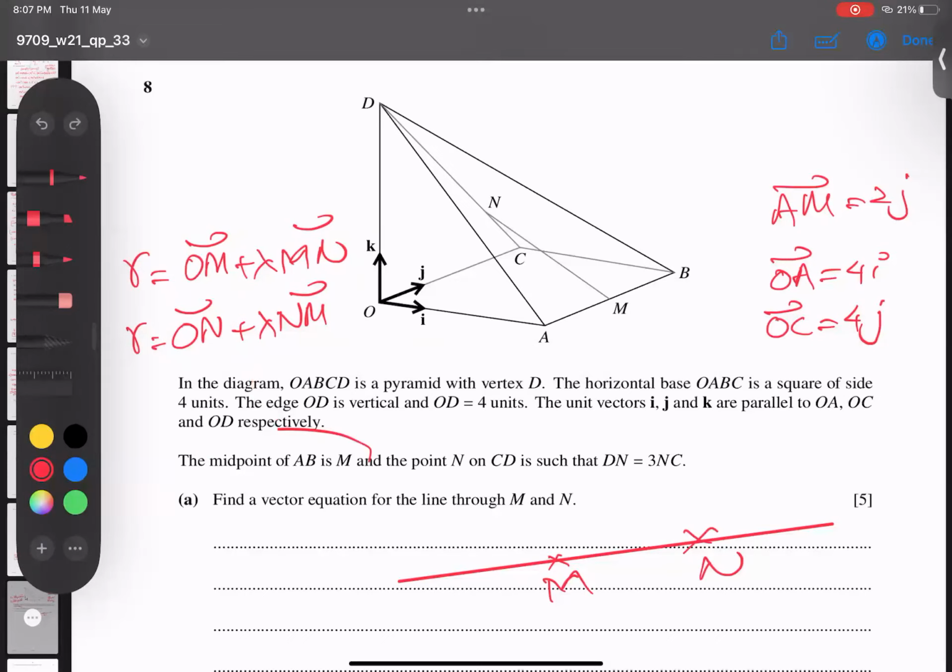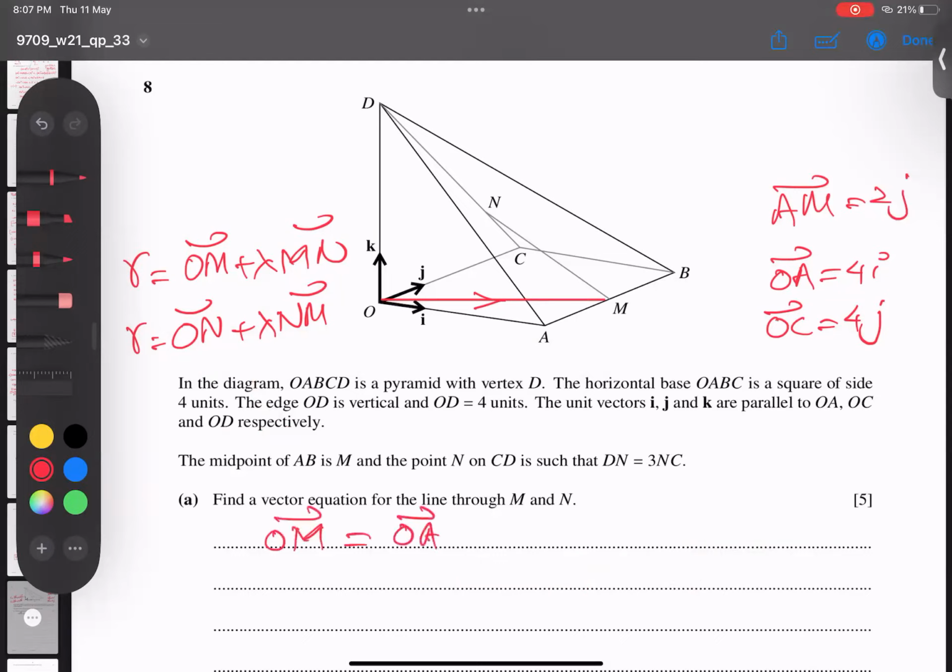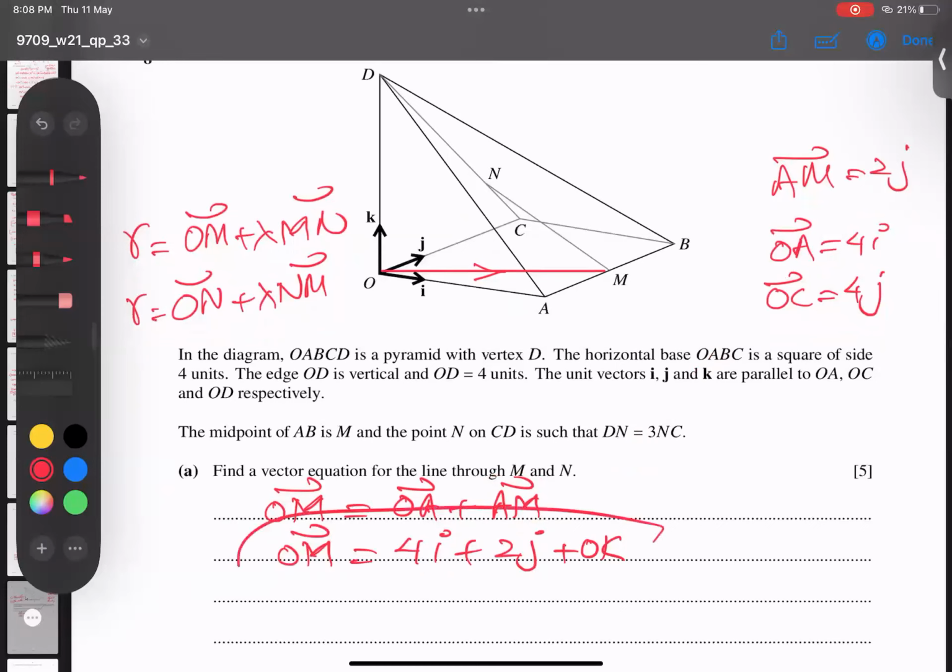First of all, OM is a piece of cake for us. So let's start with OM. How do we get OM, students? Look at the path, you can see the arrow. OM vector equals OA vector plus AM vector. OA I know is 4i and AM is 2j, and k is not there, so 0k. So the OM vector is done, and one part is over.